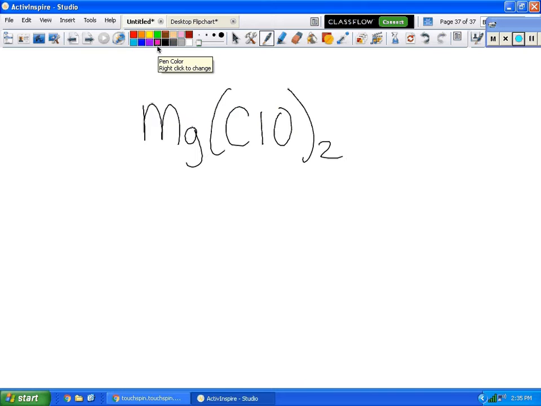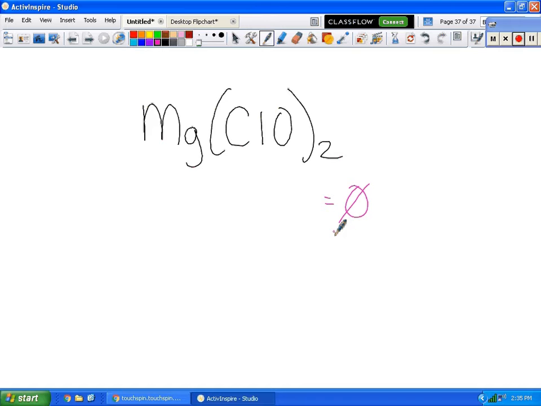Neutral or charged? Neutral. Set it equal to 0. Step 2. Is anything by itself? Yes. Number 2, anything by itself? No, you've already answered that. Step 3, this is the important part. Do you see parentheses? Yes.